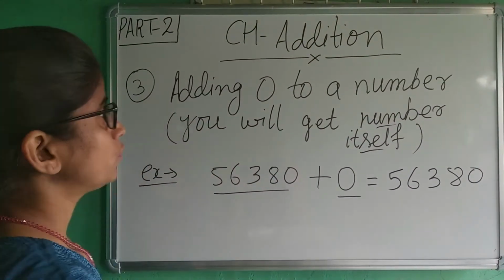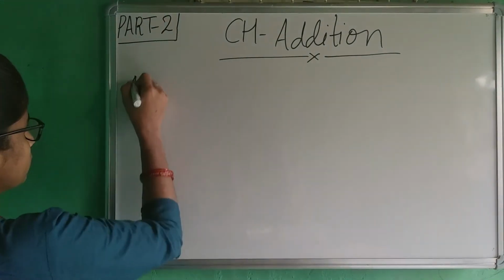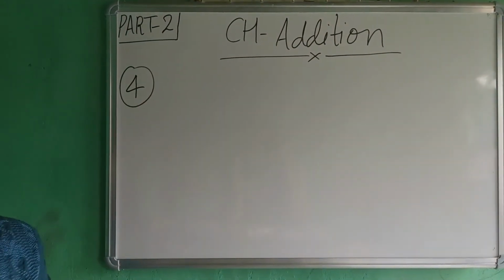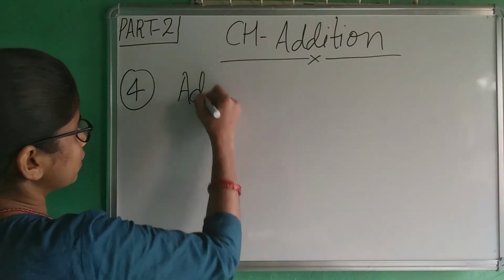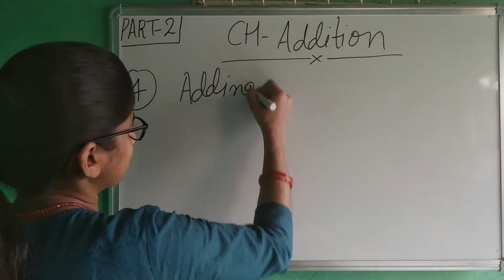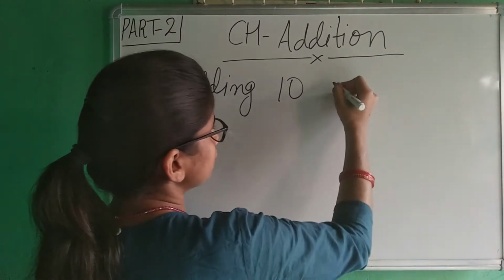Come to the fourth property. The fourth property is adding 10 to a number.